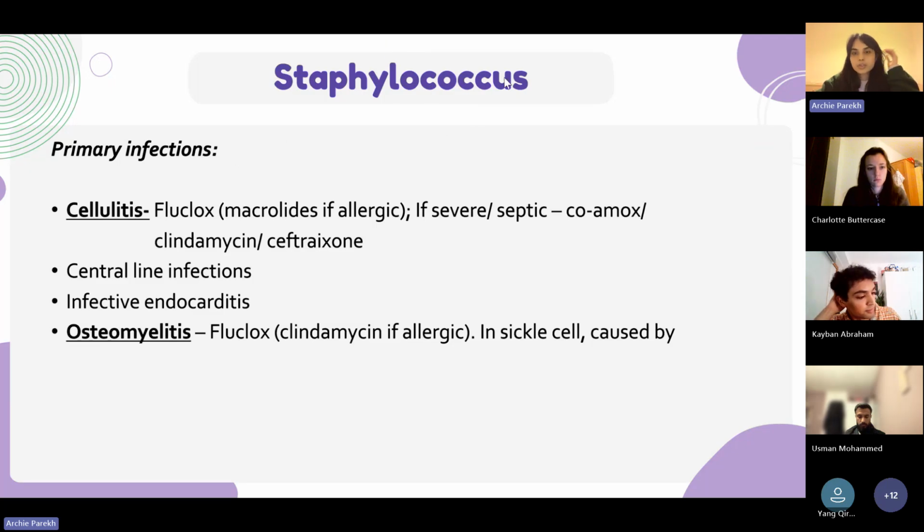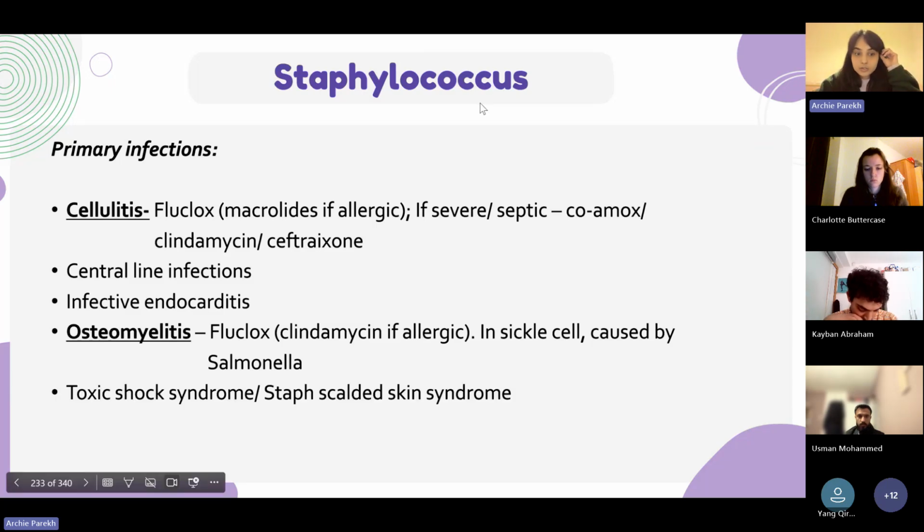Osteomyelitis is a very important infection that you need to remember Staphylococcus also causes, because usually when we think of staph, we think of cellulitis and flucloxacillin. But we also need to be aware that it can go down into the bone and eat away at the bone. However, if you have a patient who has sickle cell disease and they present with osteomyelitis, the first thing you want to think about is Salmonella rather than Staphylococcus as the causative bacterium.